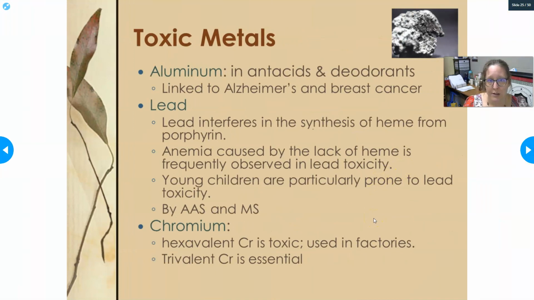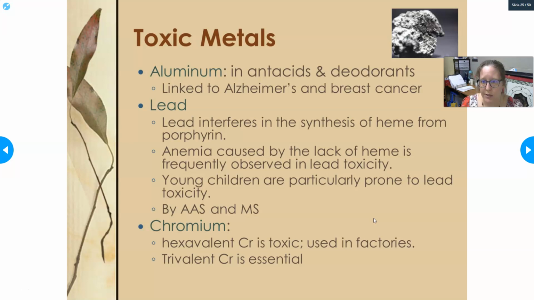Now we're going to move to the toxic metals. Aluminum is found in certain antacids and in deodorants. It has been linked to Alzheimer's and breast cancer. Aluminum has zero use in your body; you have no use for aluminum. It's a toxic metal. Lead is another toxic metal.